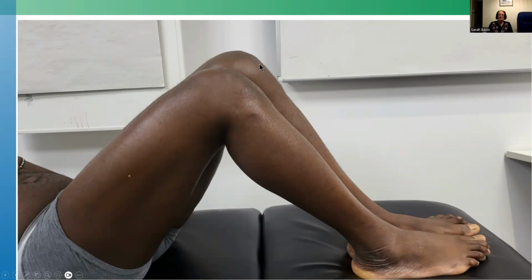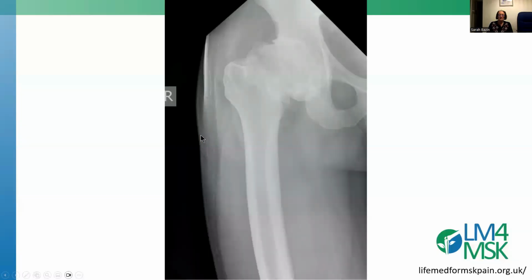The left leg is longer than the right leg. In the thigh part, the left leg is much longer than the right leg. You can see this is shorter. Now, why is this shorter?